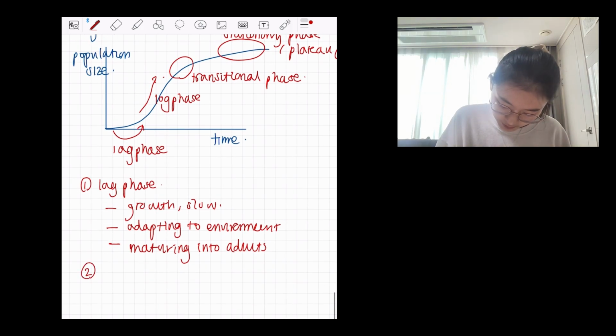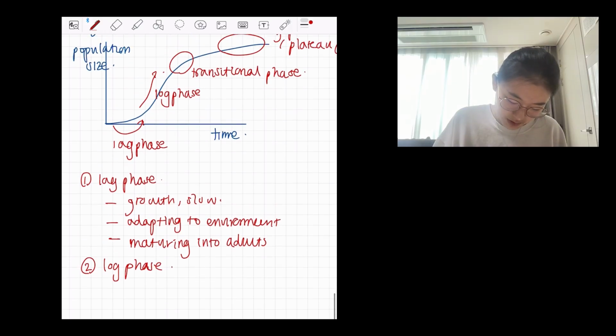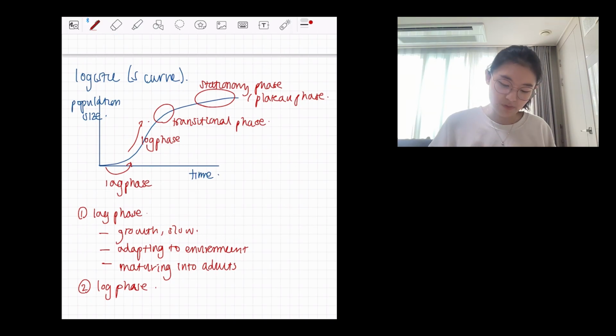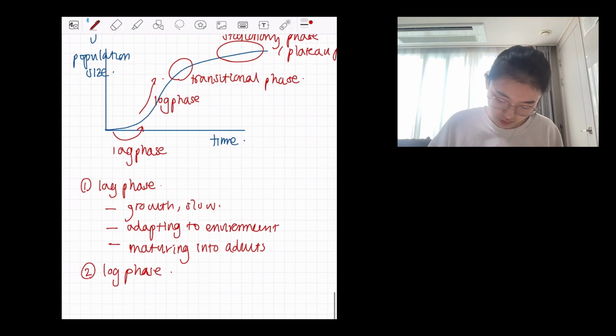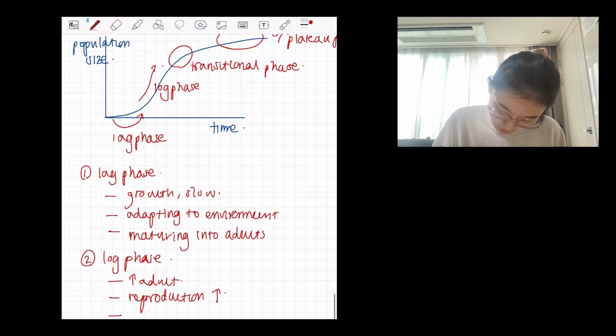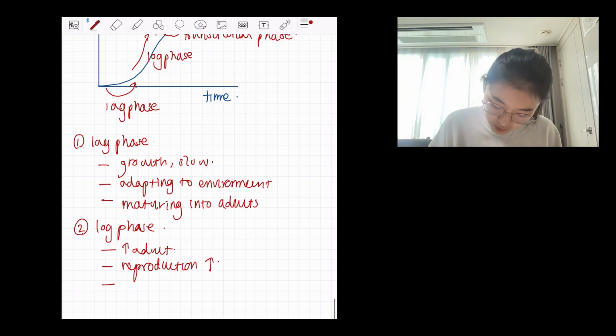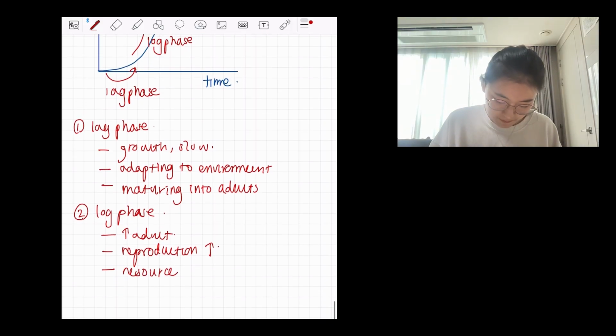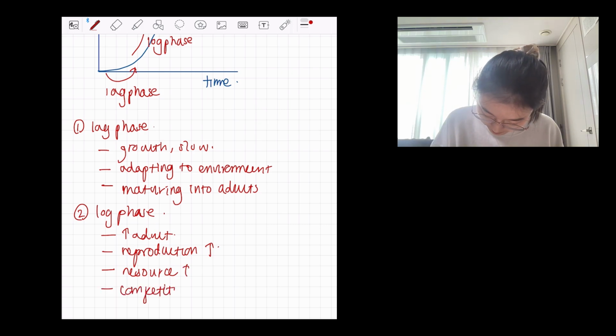Right. Secondly, we'll be looking into the log phase, also known as the exponential phase, and this is where the population of adults is relatively larger compared to the lag phase. So in the log phase, we have a lot of adults, and so reproduction is going to be faster, and that is why we have a huge growth in population. At the same time, the resources are very plentiful and abundant, so there's very minimal competition for resources.